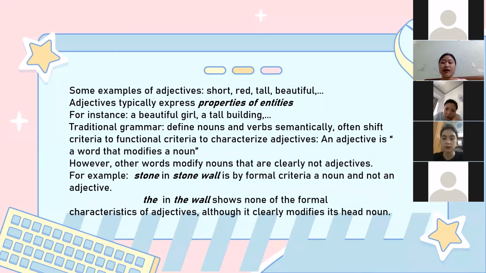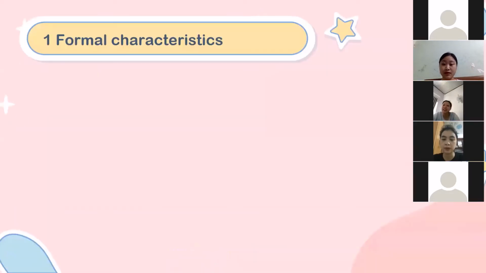Likewise, the in "the show" has none of the formal characteristics of adjectives, although it clearly modifies its head noun. In other words, the fact that a word modifies a noun doesn't provide sufficient reason to call it an adjective. To discuss misleading definitions of adjectives, we make an attempt to replace them with a more reliable one based on formal criteria.